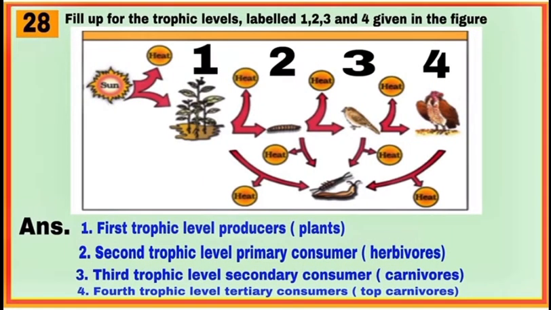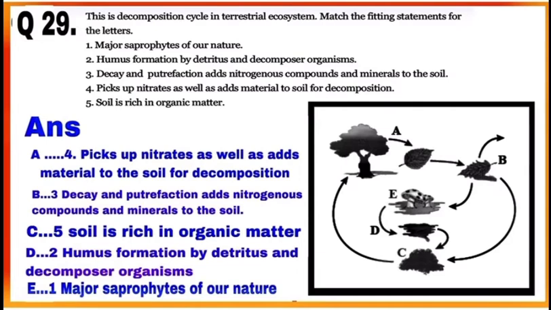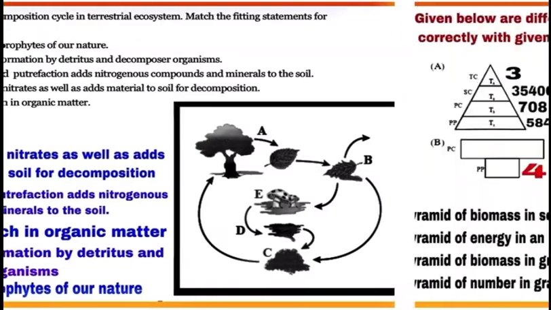Question 28 is based on figure 14.3 of your NCERT book. You have to label different trophic levels 1, 2, 3 and 4 given in the figure. Question 29 is based on figure 14.1 of your book. You have to match the statements 1 to 5 given in the question with the letters A, B, C, D and E given in the figure.